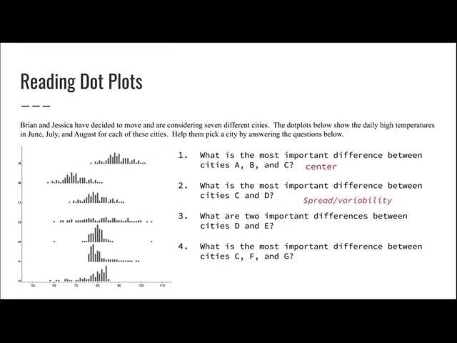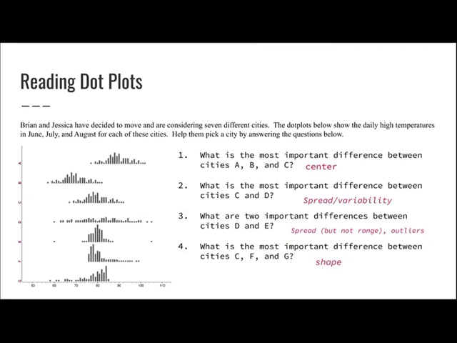Number 3, what are 2 important differences between cities D and E? Well, if we look at cities D and E, we know that D is really spread out. E is kind of chunked in the middle with these crazy outliers on either side. So again, we're looking at spread and outliers. Lastly, what is the most important difference between cities C, F, and G? It's the shape. Notice how G tends to peak on the right, F is peaking on the left, and C is, I'd say, kind of symmetric.